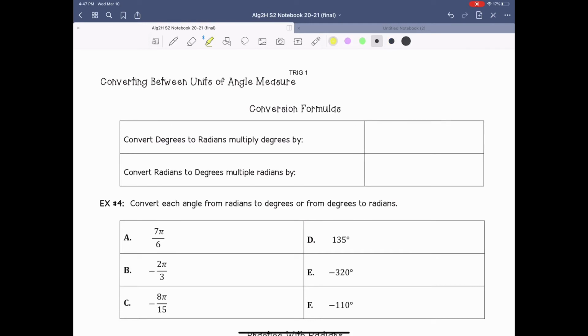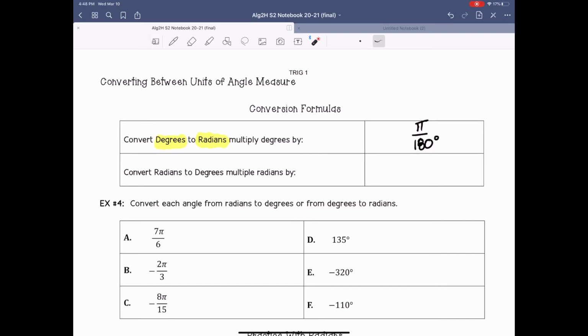So to convert degrees to radians, here's what we're going to do. From degrees to radians, we are going to multiply the degrees by pi over 180. Now, why are we multiplying by pi over 180? Well, think about it. Pi and 180 are the same exact angle measure, right? They are both equivalent to 180 degrees. So essentially, this is like multiplying something by 1.